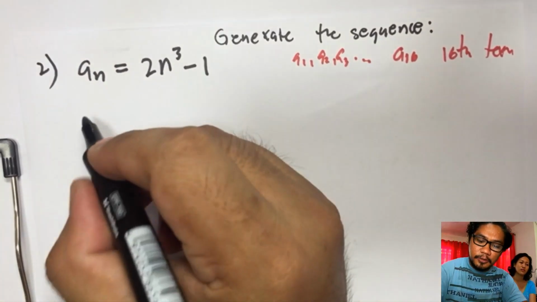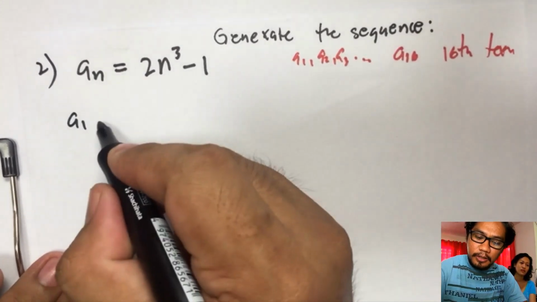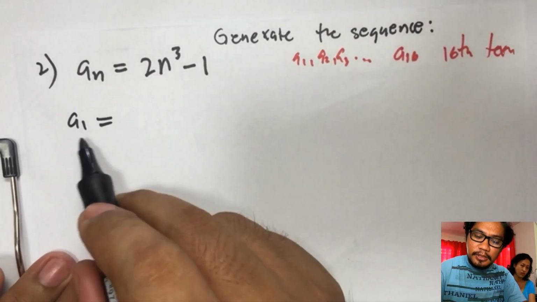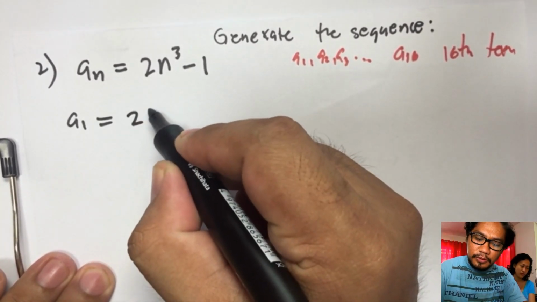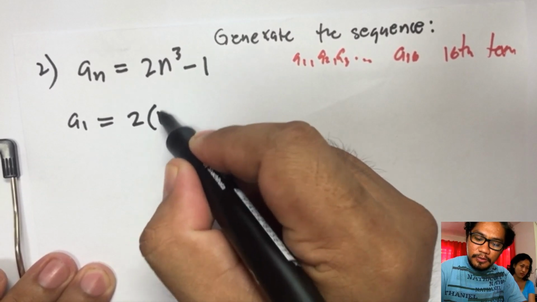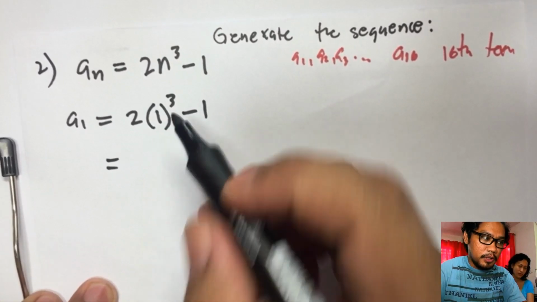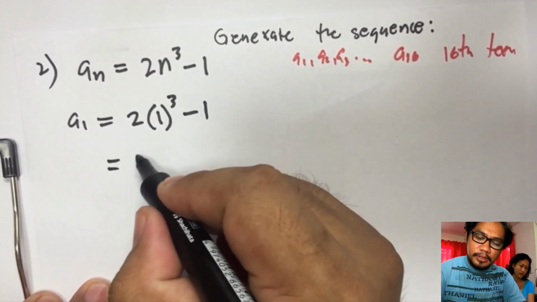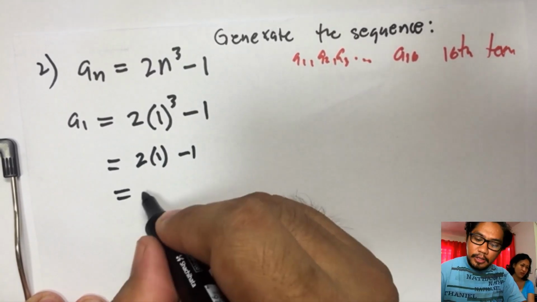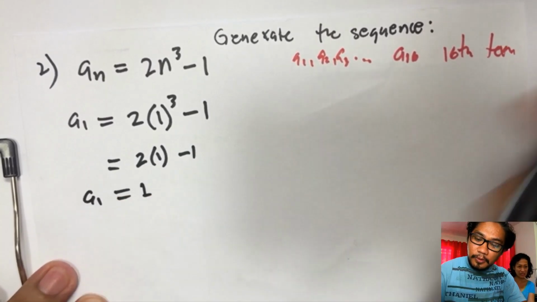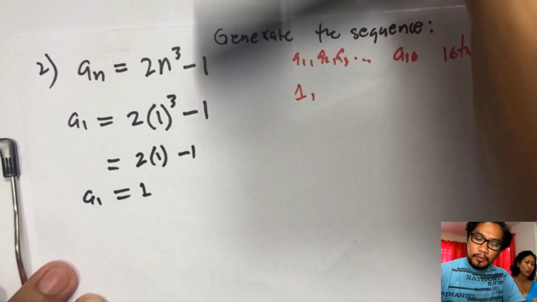So to solve for the first term, we simply look for a sub 1. This is just simple substitution, letting n be equal to 1. So 2 times 1 raised to 3 minus 1. And of course, we have to simplify this expression first: 1 raised to 3 is 1 times 1 times 1, that's still 1. And 2 times 1 is 2 minus 1. And our first term is 1. Our a sub 1 is equal to 1.